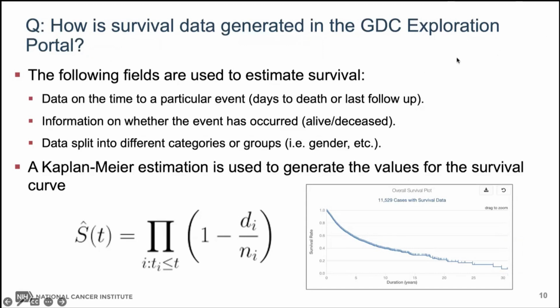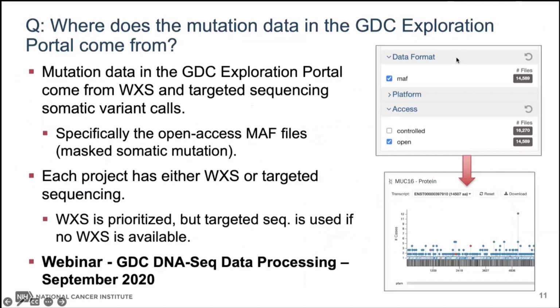Okay. Getting to the next question. Where does the mutation in the GDC Exploration Portal come from? Speaking of the Exploration Portal, you may go there and you'll see a lot of mutation data. Where it comes from is whole exome and targeted sequencing somatic variant calls.